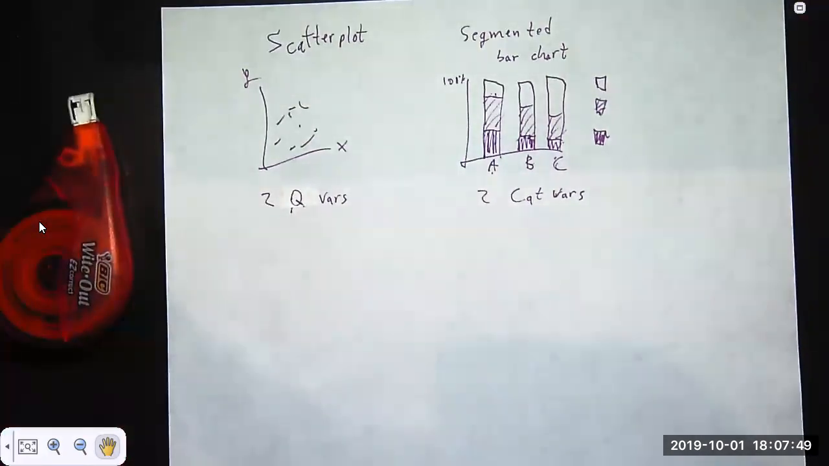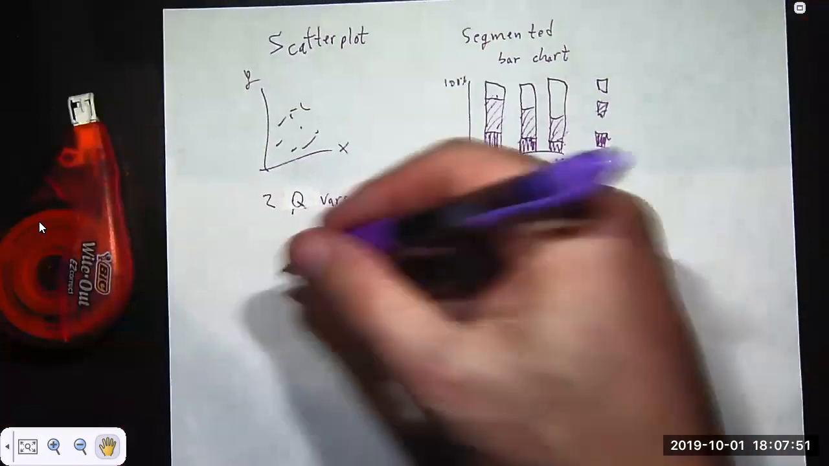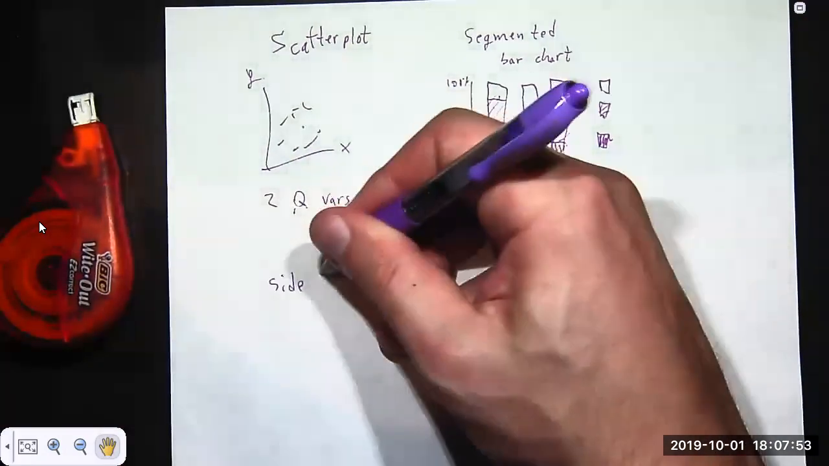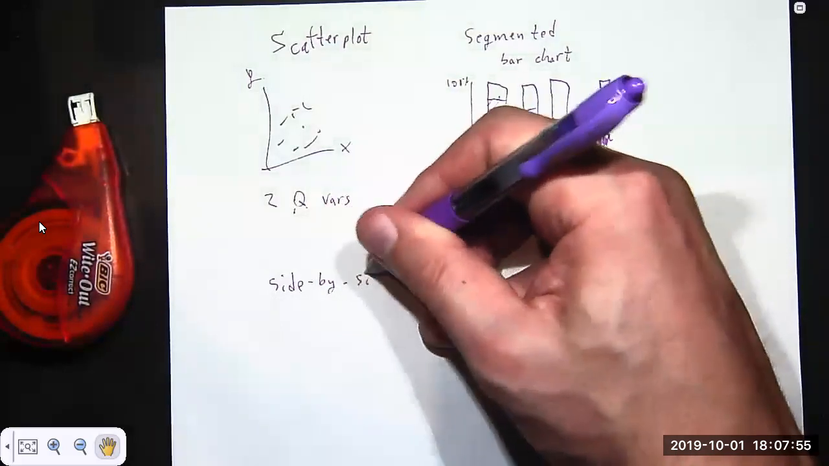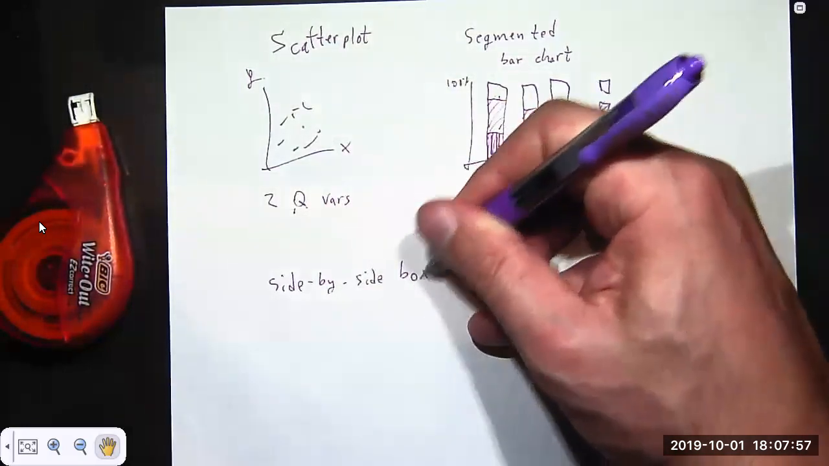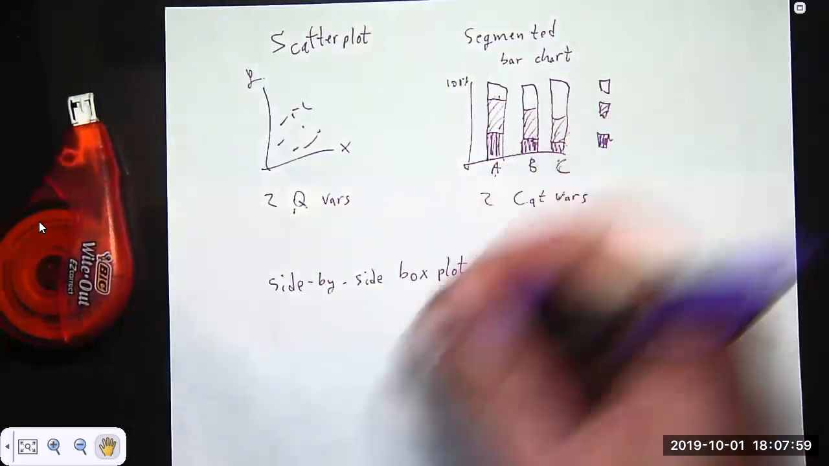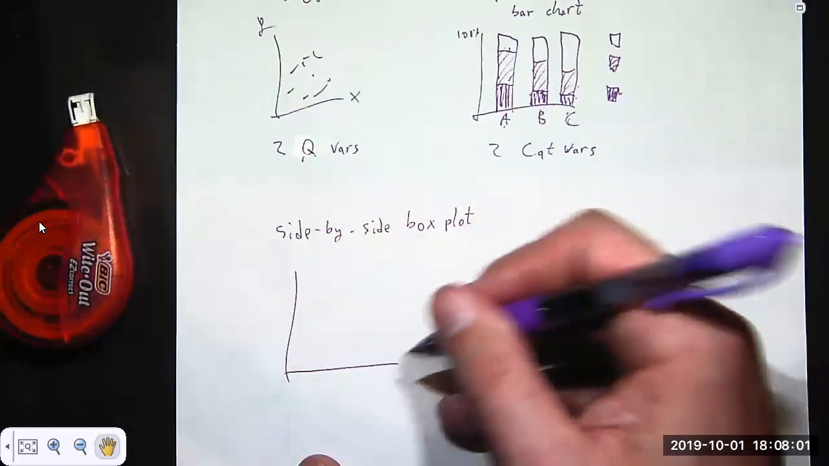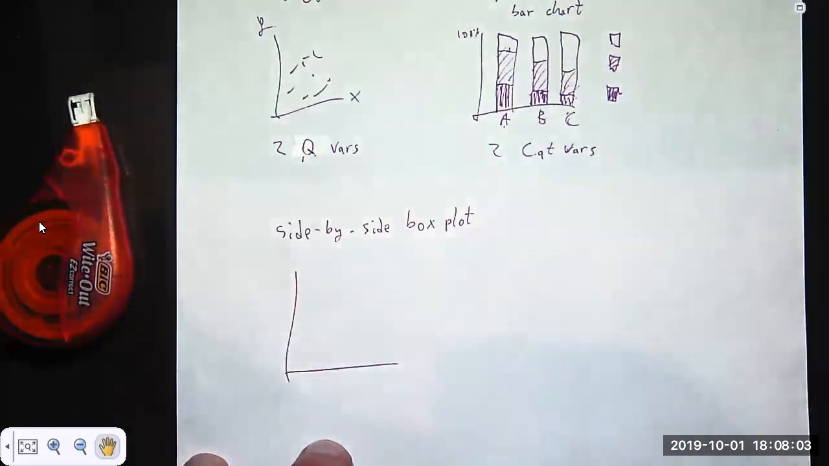There. And then, let's see, you could have a side-by-side box plot. Just talking about some of the different graphs we've had.